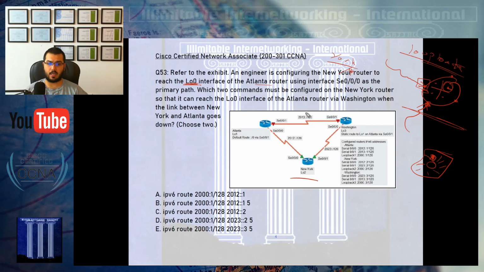So loopback 0 is like a virtual interface in the New York router, configuring the New York router to reach the loopback 0 of Atlanta. So this is Atlanta. In Atlanta, there is a virtual interface here that we cannot see, and we need to reach it. Okay, so an engineer is configuring the New York router, which is this one, to reach the loopback 0 of the Atlanta router, which is this one, using serial 0/0/0 as the primary path. So this is serial 0/0/0 and serial 0/0/0.